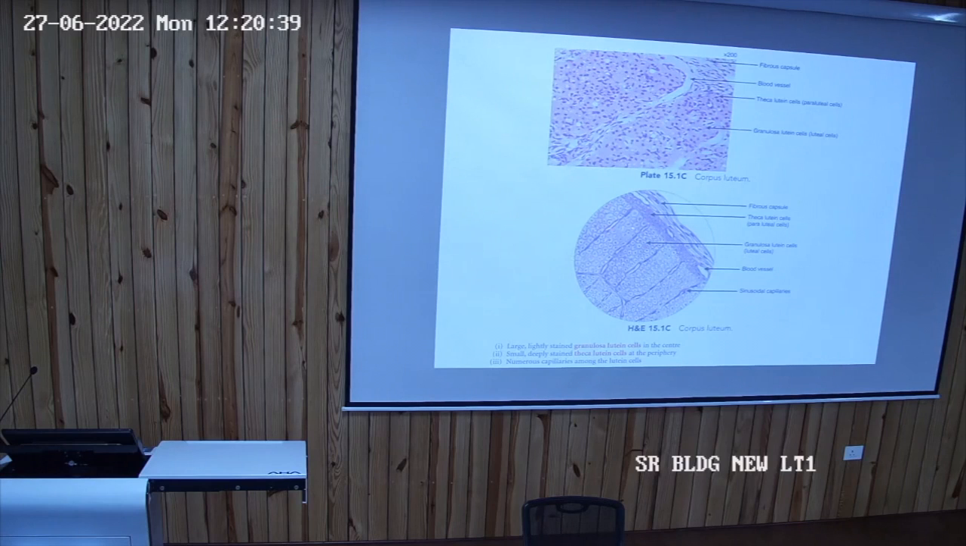The granulosa cells of the corpus luteum are differentiating into two parts, converting into the luteal cells. These luteal cells, the inner side is called granulosa luteal cells, and the outer one is called the theca luteal cells. This one, the outer one. These are secreting the hormones. These granulosa cells are secreting the hormones.